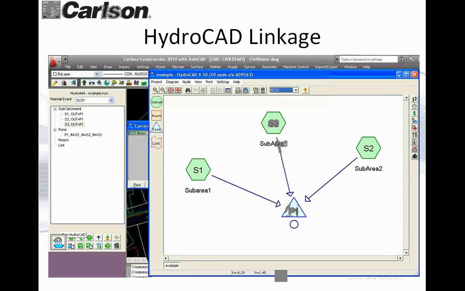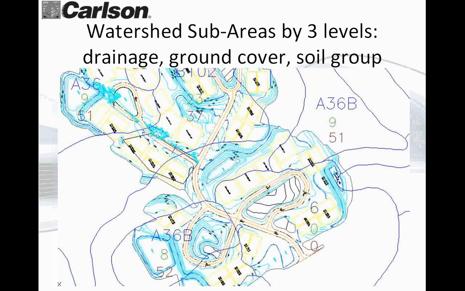And related to this, for generating the sub-areas within a catchment, we now have 3 levels of topology overlay here. There's the drainage area, ground cover or curve number, and the soil group. And this is all done by layer. So let me show this.